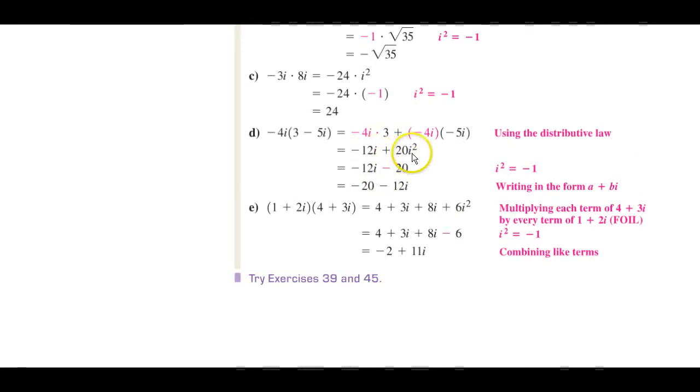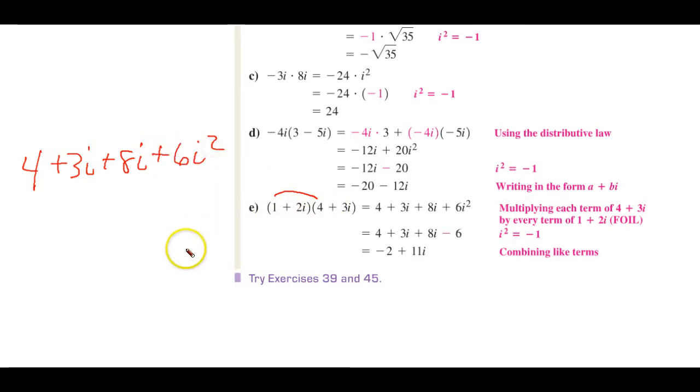Okay, so there's what we got. There's the negative 20, but you have to put it in standard form. And then now we're going to FOIL this one. This times this is 4. Our outers are a positive 3i. Our inners a positive 8i. And our last a positive 6i squared.